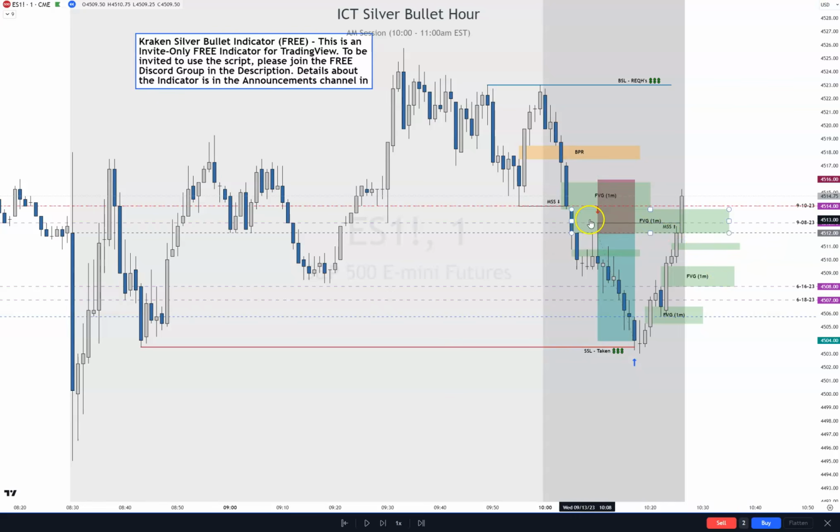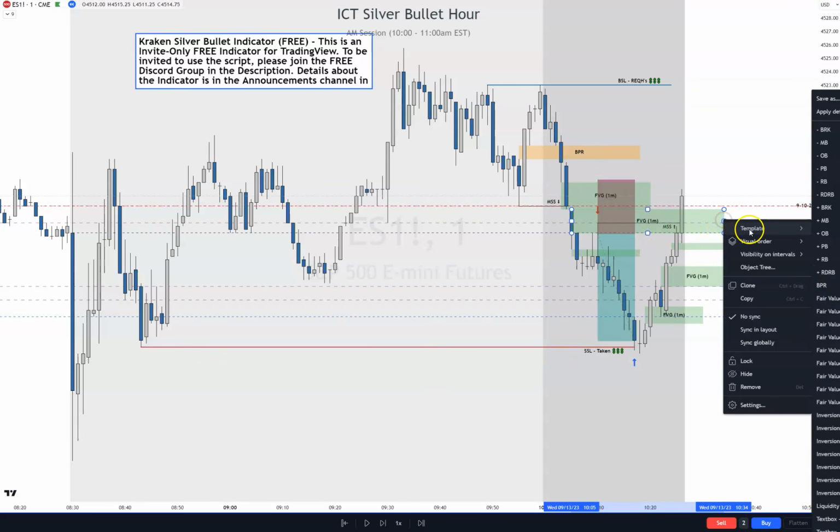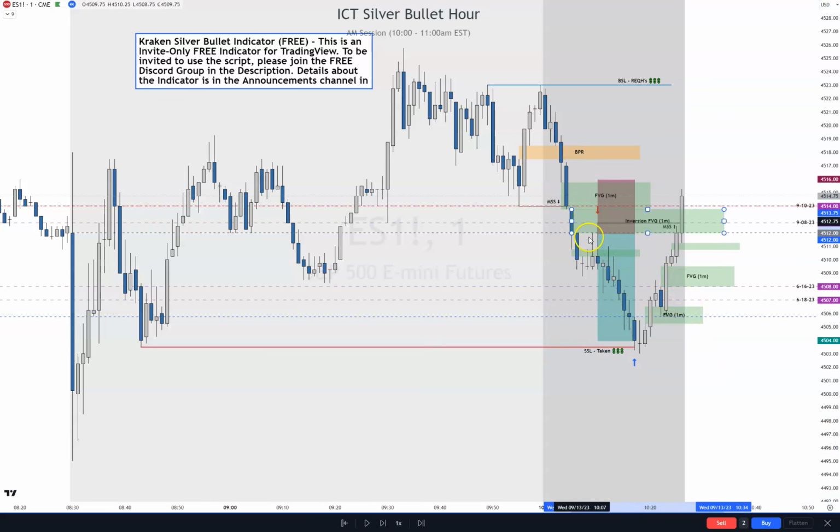Okay, and this fair value gap here, this one from this side that we took our trade off of, is now an inversion fair value gap, because price traded up expecting to hit it and go short, but it traded right through it. So now if price comes back into it, that's when I'll buy to go long and probably aim for these highs up here.